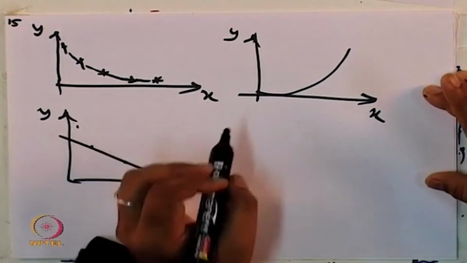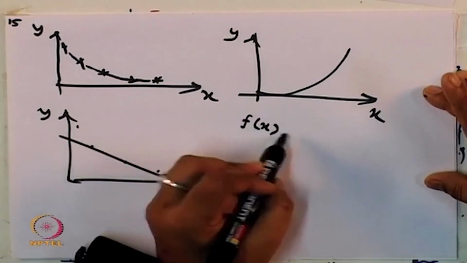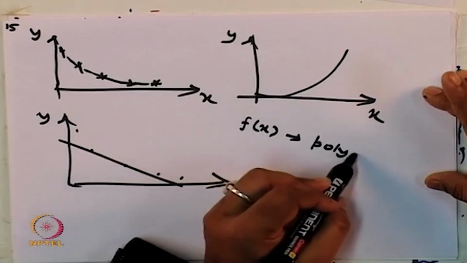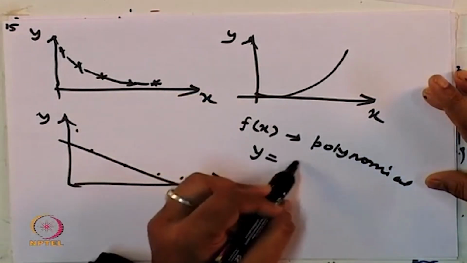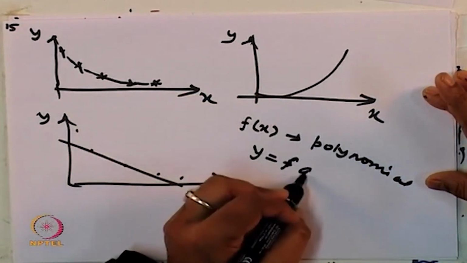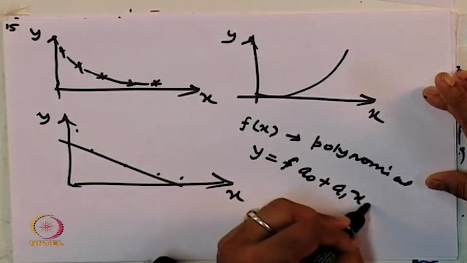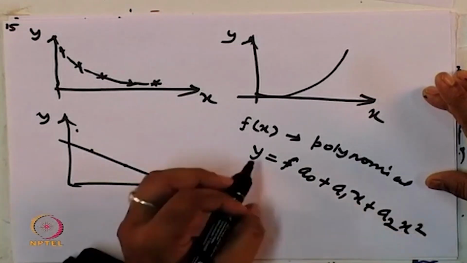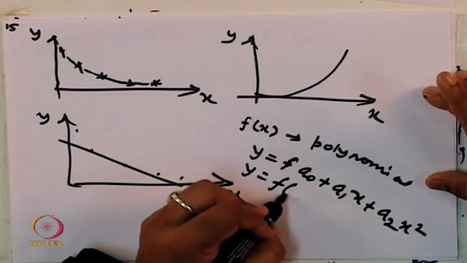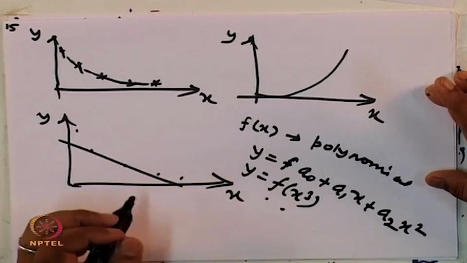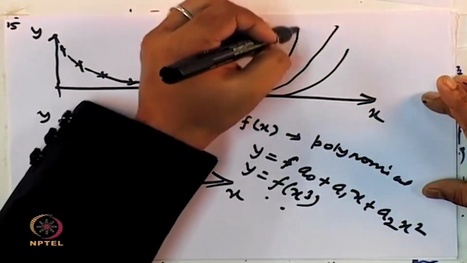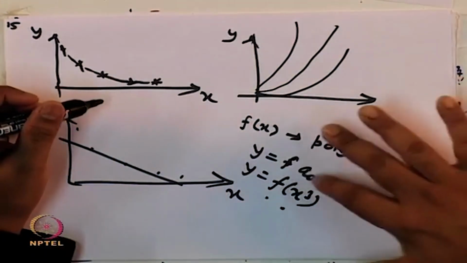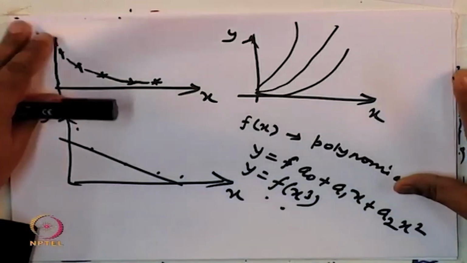What kind of a function should you use? One way is to use a polynomial. Now, depending on how fast this curve is rising, you can choose y is equal to f of x square. So, let us say you can have a naught plus a1x plus a2x square, or you can write a function of x cubed also. But the nature of the rise, how fast the rise is, will dictate what kind of a polynomial you will use.